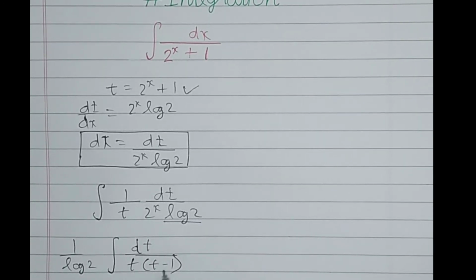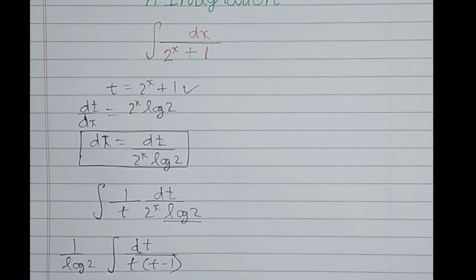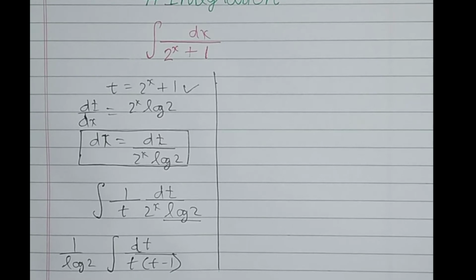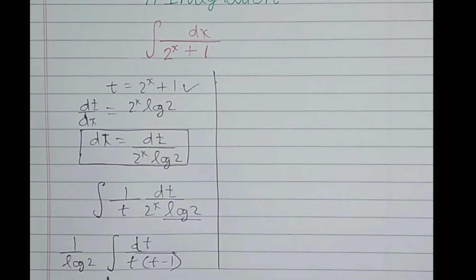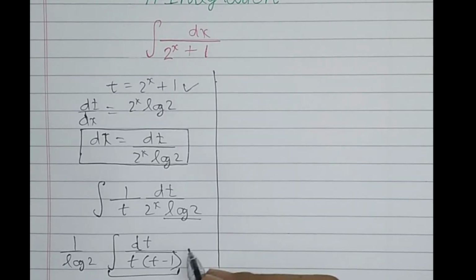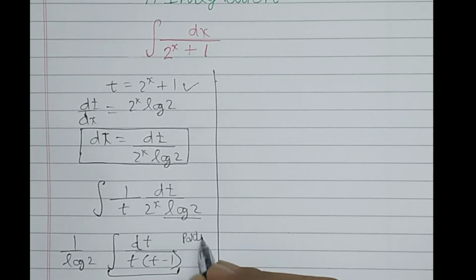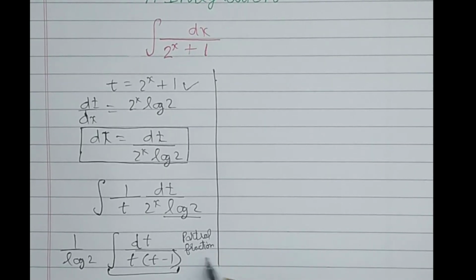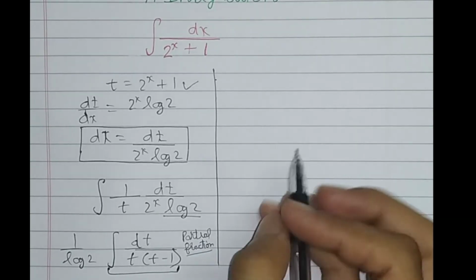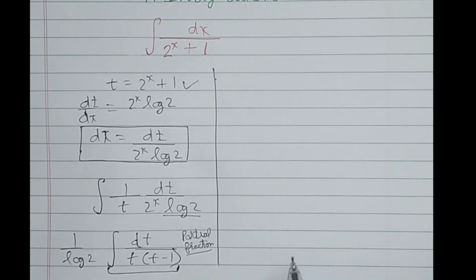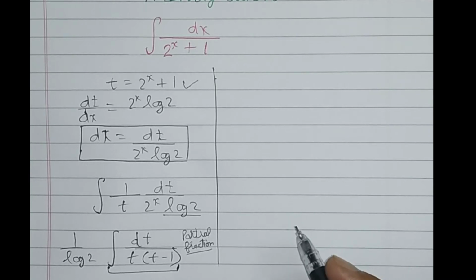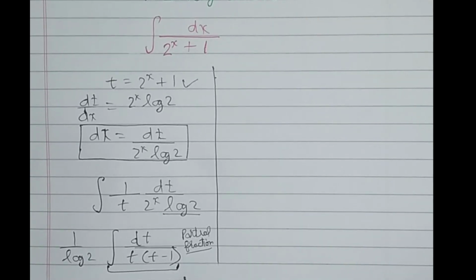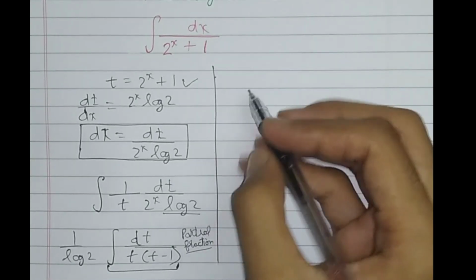Now what to do with this integral? How to integrate it? We have a method known as partial fractions. We will integrate this by the method of partial fractions. According to this method, I have mentioned the link in the i button. You can check out that video. So now let's see how to integrate this.